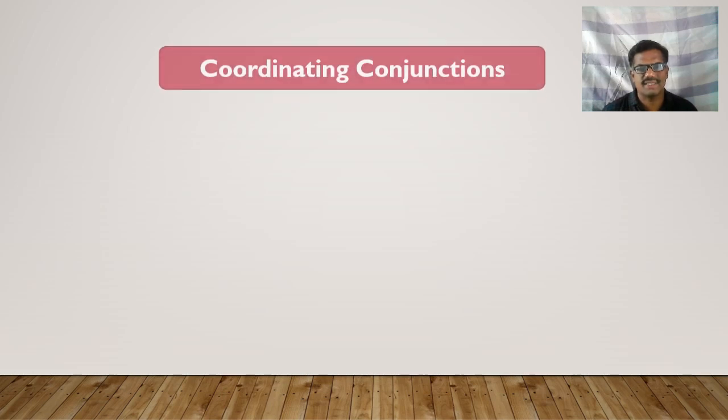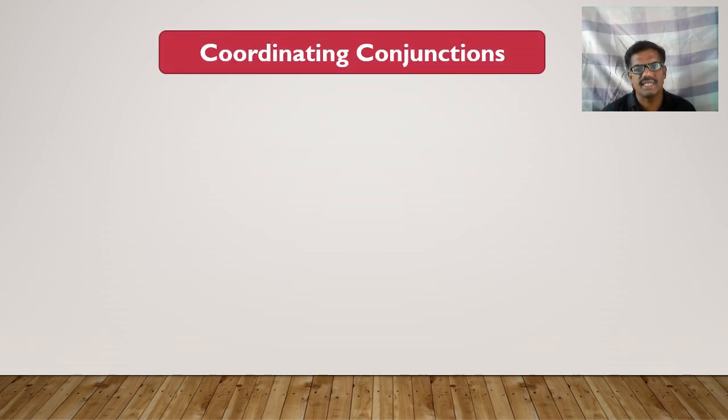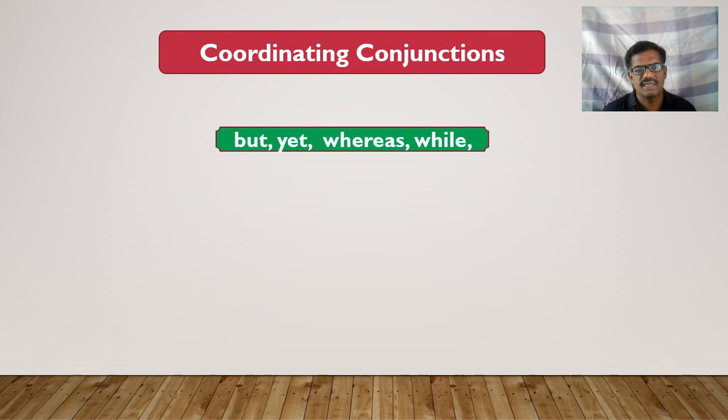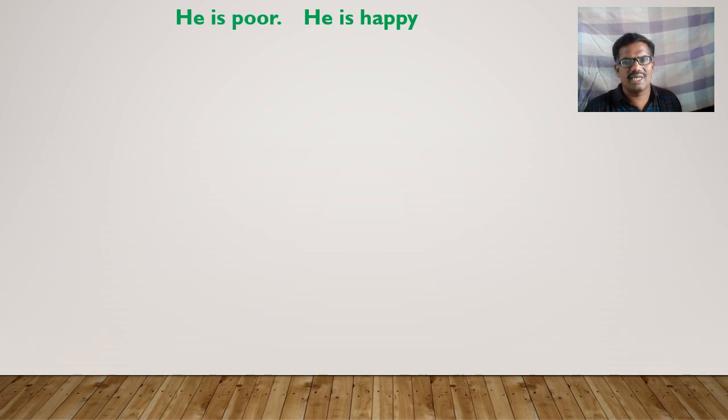Right, let us see how the coordinating conjunctions such as but, yet, whereas, while can be used for description of contrast. Right, let us begin with an example. He is poor, he is happy. Here there is a relationship of contrast between these two sentences or ideas.